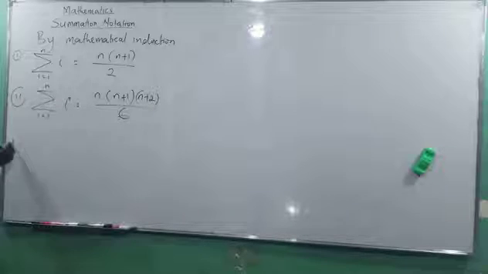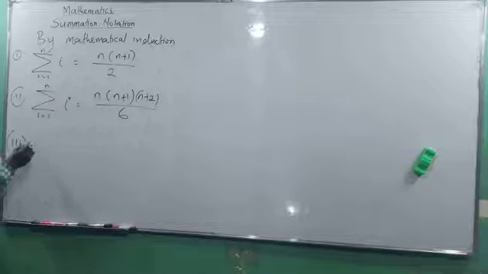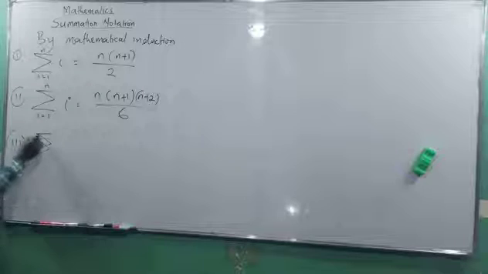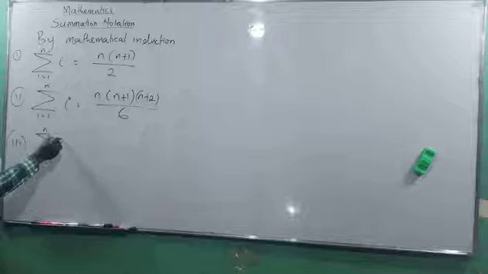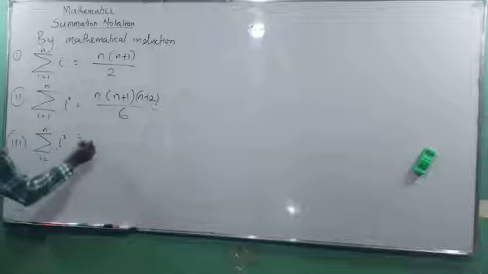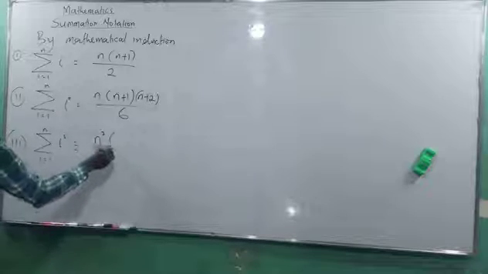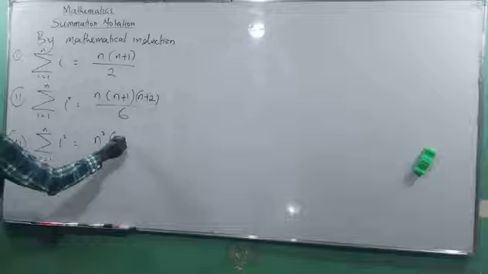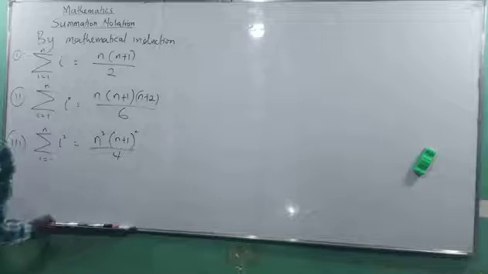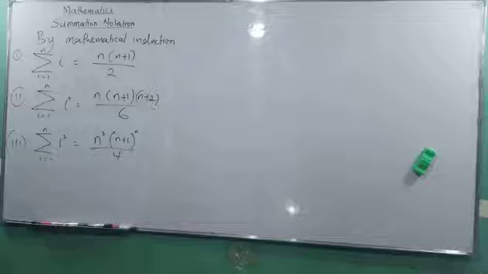Another thing you need to understand is number three: when I have the summation from 1 to n of i cubed, at this junction this will give us, by induction, the square bracket of n times (n plus 1) all squared, divided by 4. That is what we need to understand.